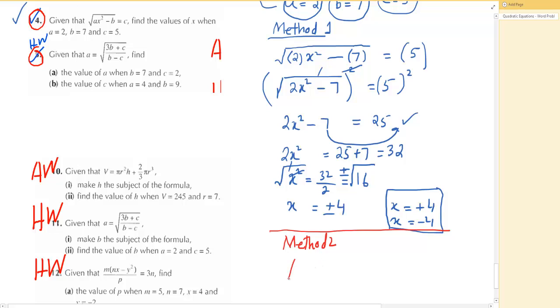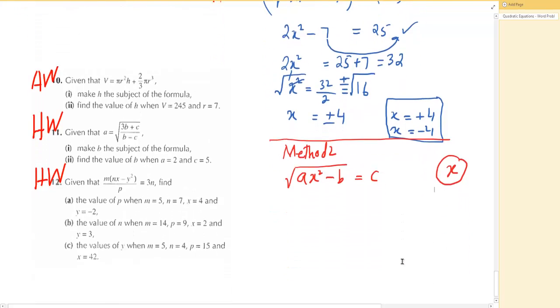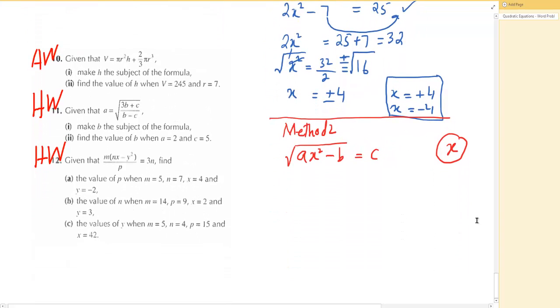The question is square root, and we have to find the value of x. In this method, students, because we have to find the value of x, it is better to make x the subject of the formula first. So x is inside the square root. In this case, take the square on both sides.